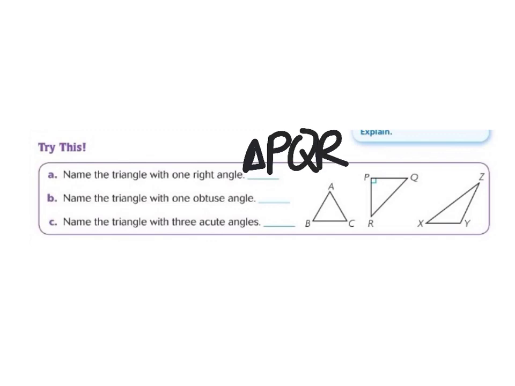B says, name the triangle with one obtuse angle. Okay, well I only have triangle ABC and XYZ left to choose from. So if I look at those two, well, angle Y looks pretty large to me. It looks bigger than 90 degrees. And X and Z look like they're smaller than 90 degrees. So I think that one's my obtuse angle, angle Y, and it makes my triangle obtuse. So on line B, I will name that triangle, triangle XYZ.